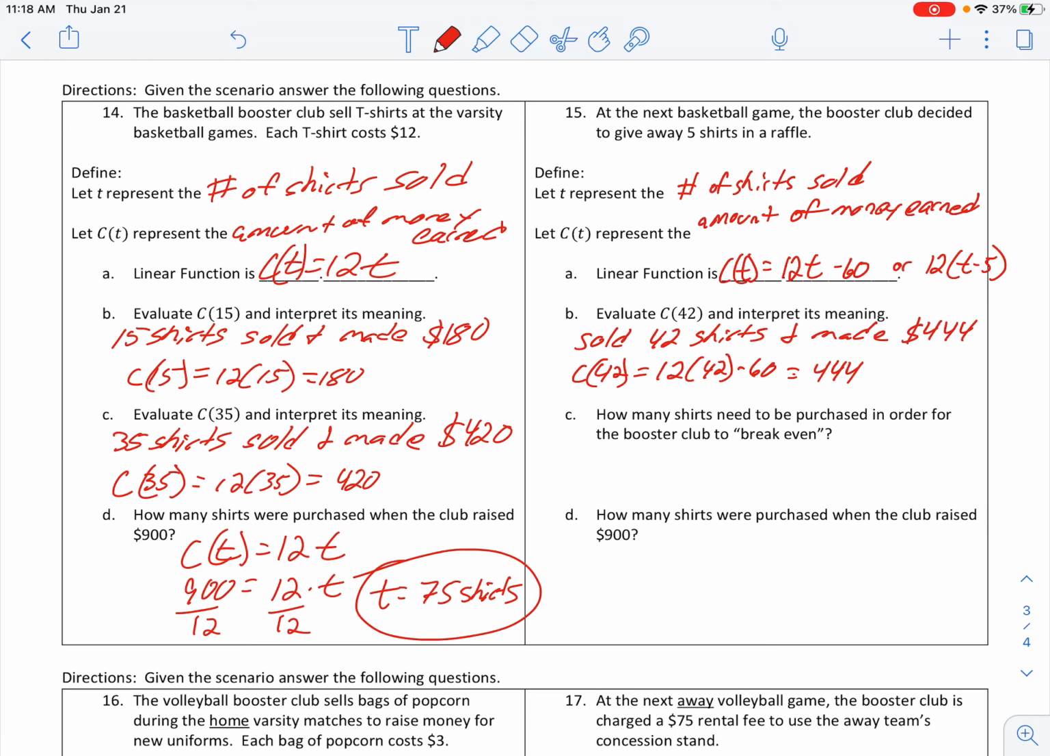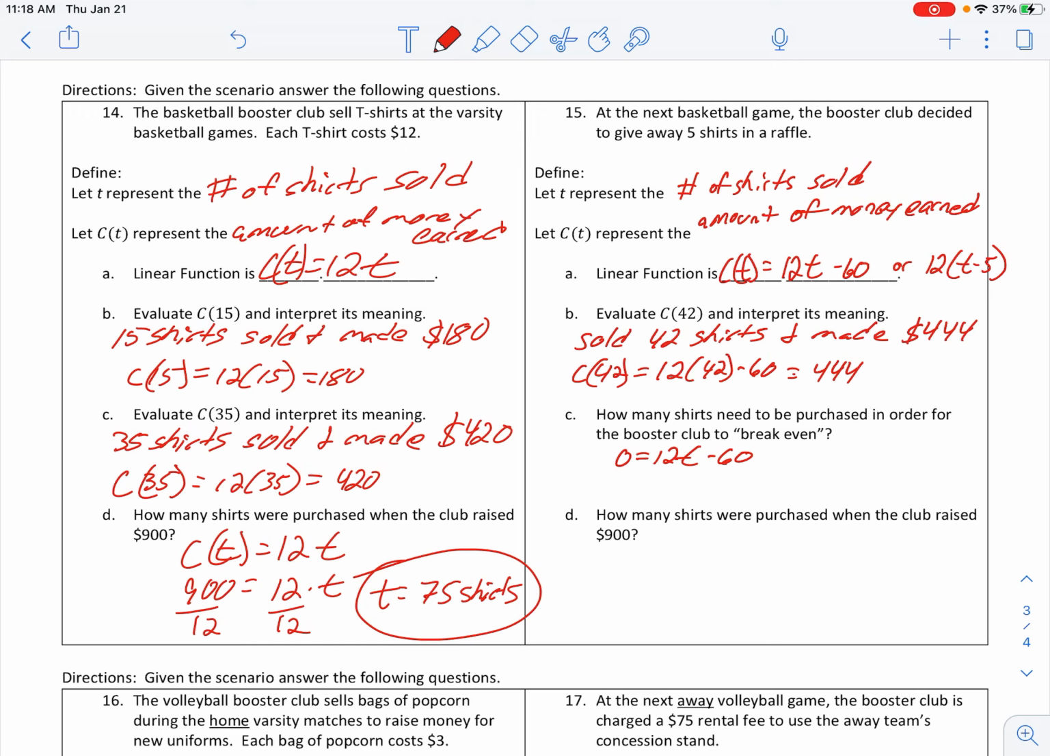$444 then. How many shirts need to be purchased in order to say called break even? Break even is no longer when you're losing money, but when you're basically at 0, okay? Break even at point is when you got $0, then after that, you start to make money again. So to break even, you want to regain that $60 that you lost. So what that means then is you are doing this.